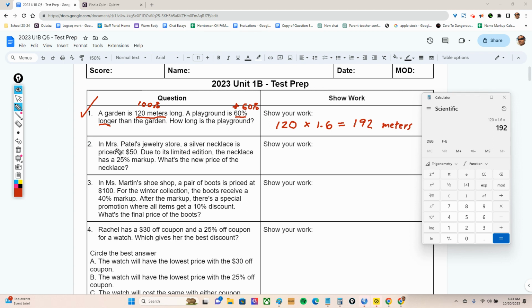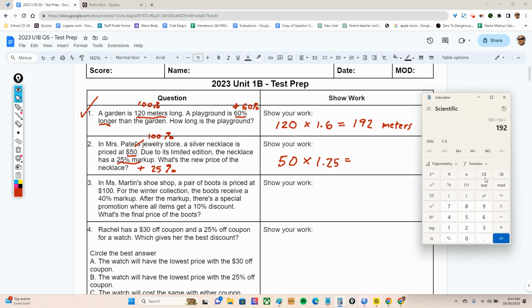All right. Number 2, in Miss Patel's jewelry store, a silver necklace is priced at $50. Due to its limited edition, the necklace has a 25% markup. So that's add 25%. What is the new price? Okay, so this $50 is our 100%. So we're going to do $50 times 1.25. And that is going to be, let's find out.